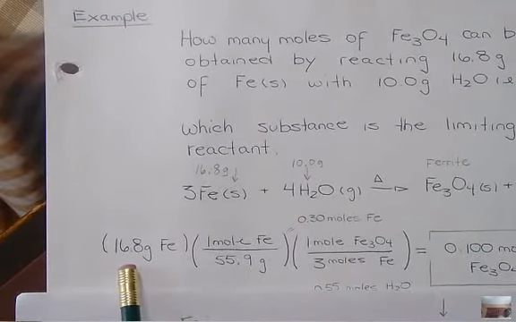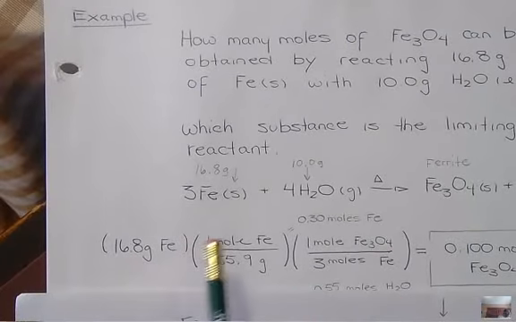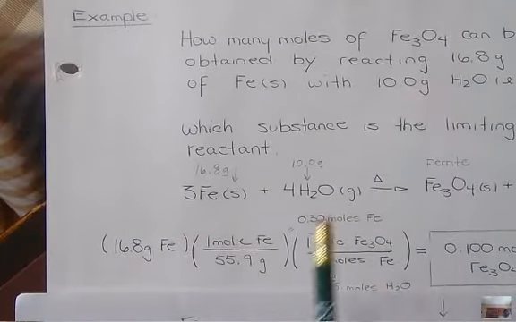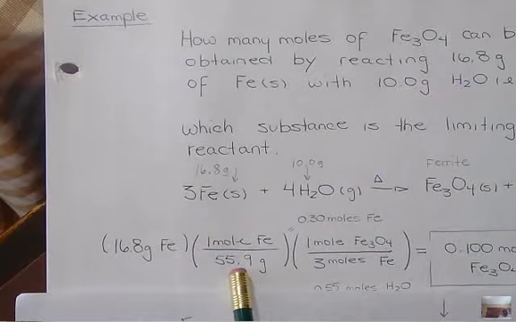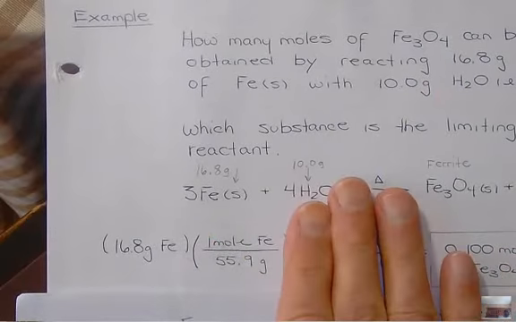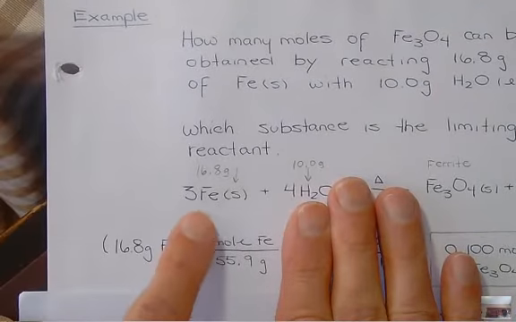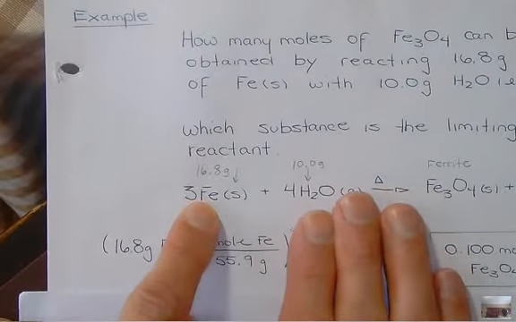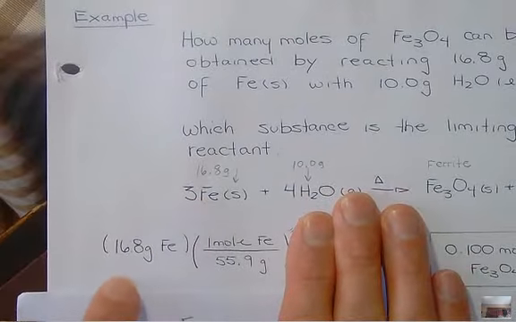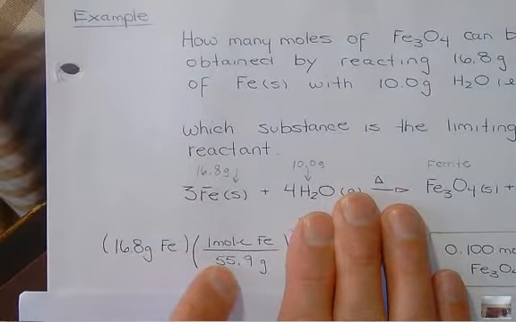So we start out with our 16.8 grams of iron right from the question. I divide by 55.9 because that gives me right there, if I stopped at that step, the number of moles of iron that I have. So first step, you can only do stoichiometry. You can only relate things when they're in moles. So the first step is always to get to moles from grams. How do you do that? Divide by the molar mass.